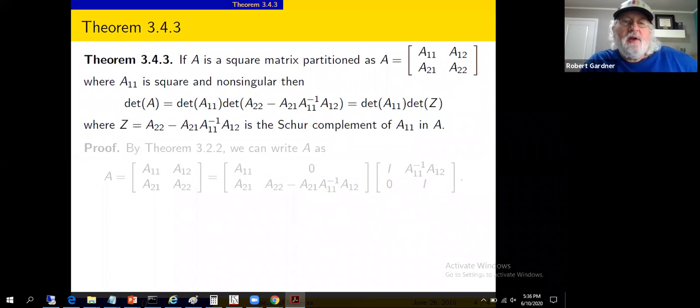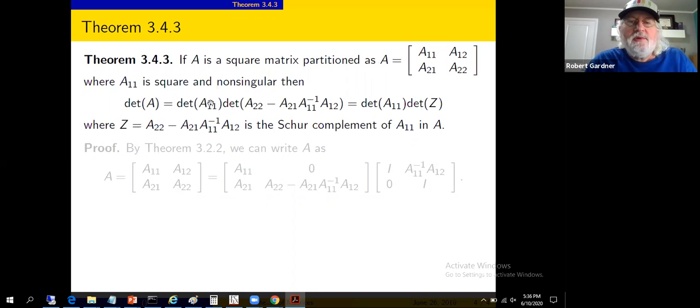We actually have another theorem. Let's just take it from here and do the proof. It says if A is a square partition matrix, usual way of partitioning, where A11 is square and non-singular, okay, so A11 inverse exists. When you hear non-singular, you think invertible. Well, we had a little bit longer story than that, but when the dust settled, non-singular meant invertible, provided we had square matrices.